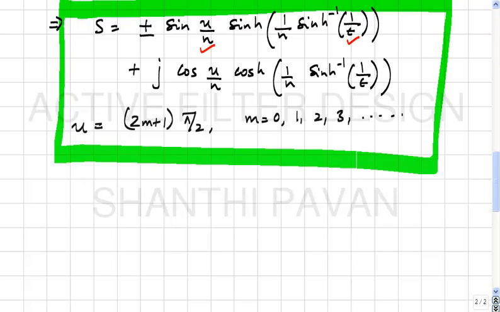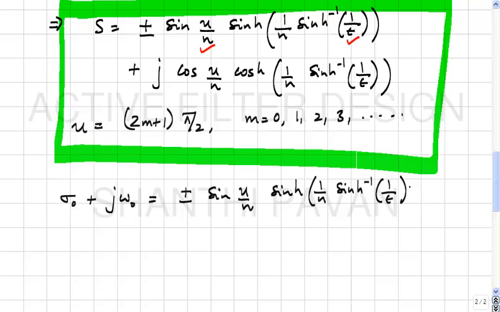And so if I denote the roots by sigma naught plus j omega naught, it's nothing but plus minus sin u by n sin hyperbolic of 1 by n sin hyperbolic inverse of 1 by epsilon, plus j cos u by n cos hyperbolic of 1 by n sin hyperbolic inverse of 1 by epsilon.